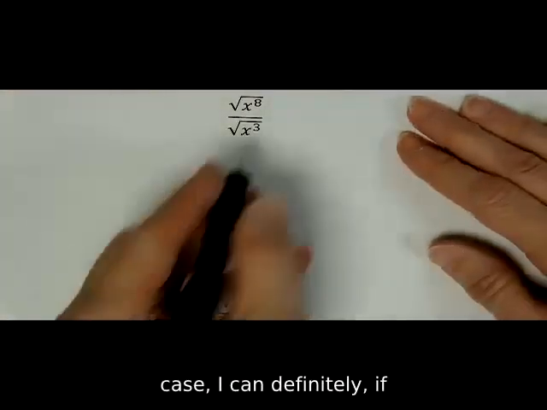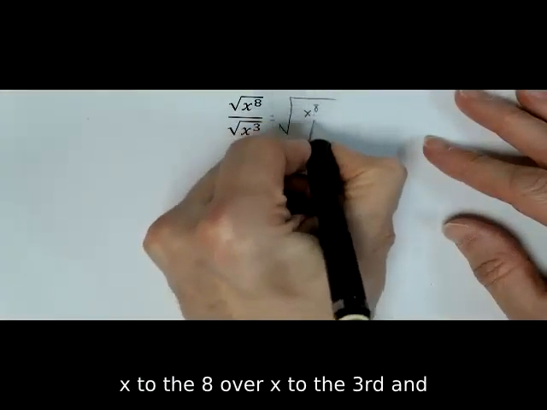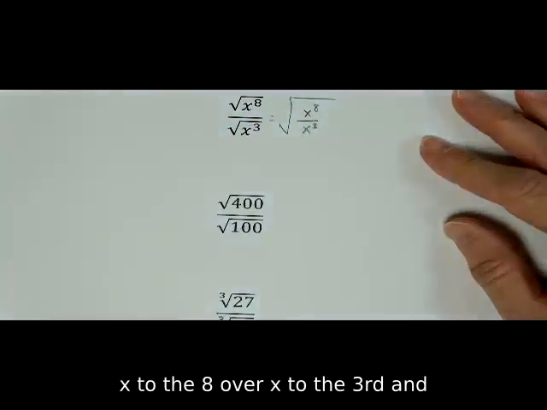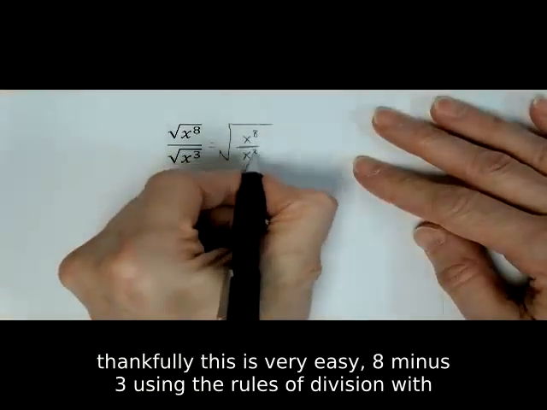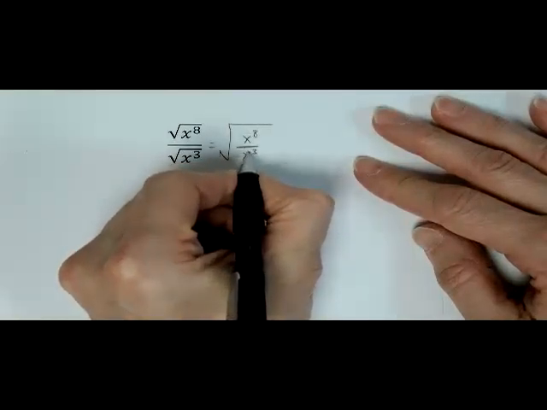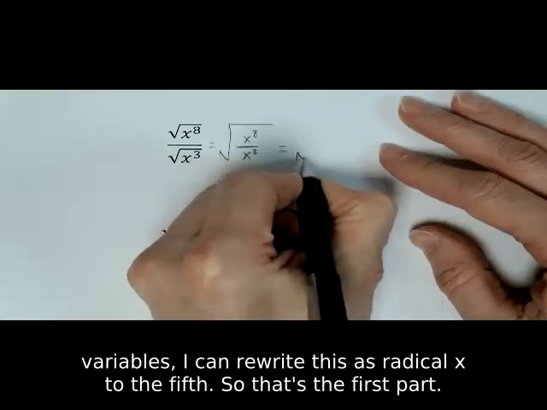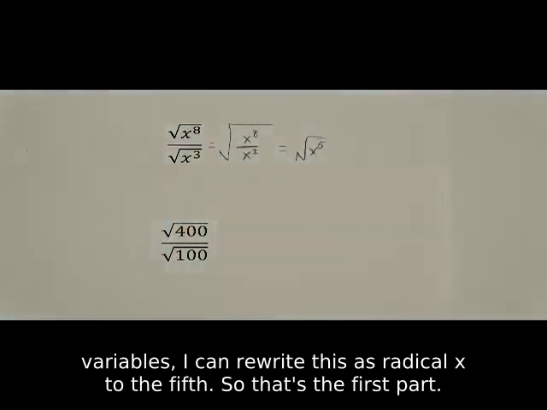In this case, if I have them as a single fraction, I can definitely reduce x to the 8th over x to the 3rd. And thankfully, this is very easy. 8 minus 3, using the rules of division with variables, I can rewrite this as radical x to the 5th. So that's the first part.